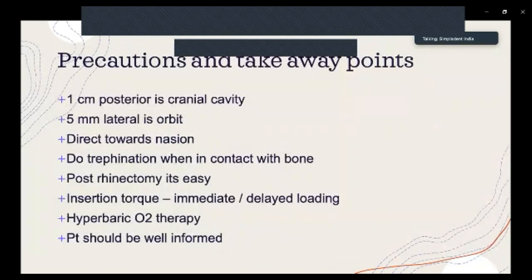Okay. So precautions or takeaway points: 1 cm posterior is the cranial cavity, 5 mm lateral is the orbit, direct towards the lesion. Your direction should be towards near the lesion. Do differentiation when in contact with bone. So how am I doing it actually? It's not like I'm blindly moving with the drill while the engine, the micromotor, is running. It's not like that. Whenever my burr is in contact with bone, then only I start the engine. Okay. And posterior anatomy is easy.